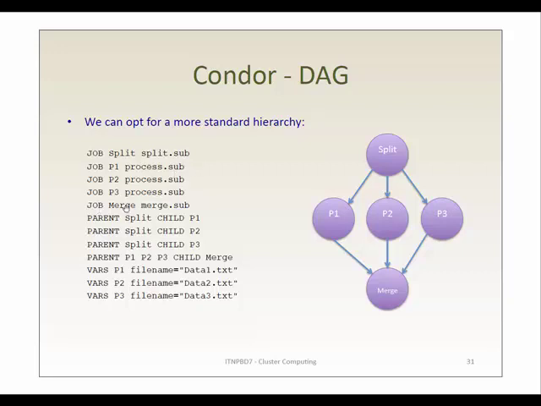I've got my merge job, which is a separate submission file, and then I say the relationship. So split is the parent of P1, P2, and P3, and P1, P2, and P3 are the parents of merge. And then we can pass different bits of information in. So you could see here perhaps split creates 3 files, data 1, data 2, and data 3. These are passed into P1, P2, P3 processed, and then the output of that is used by merge to do something.